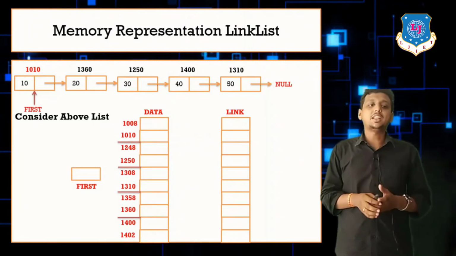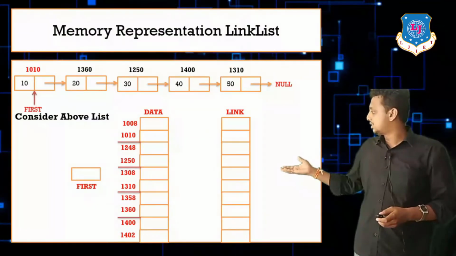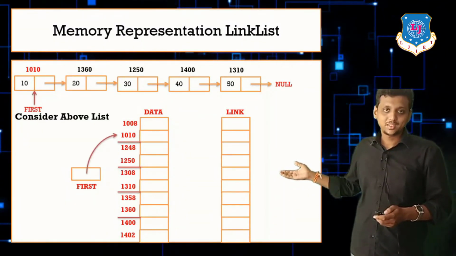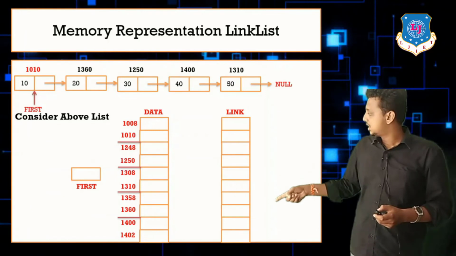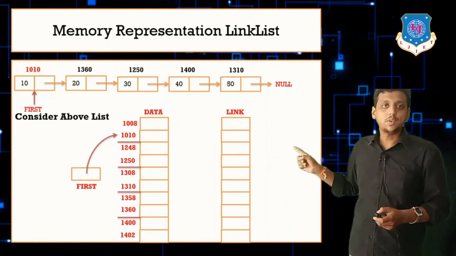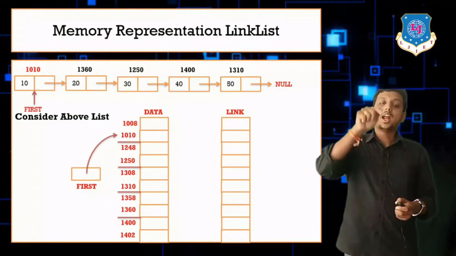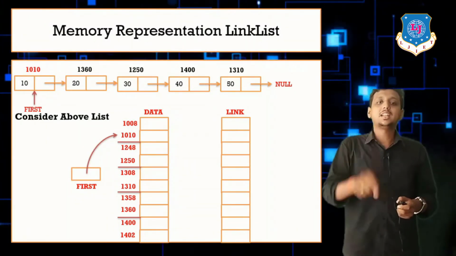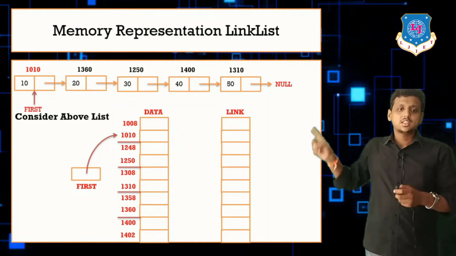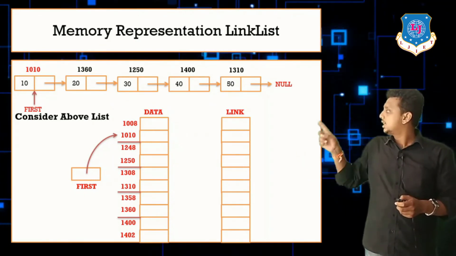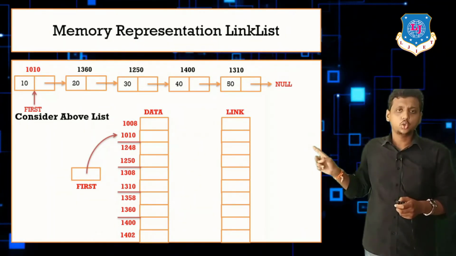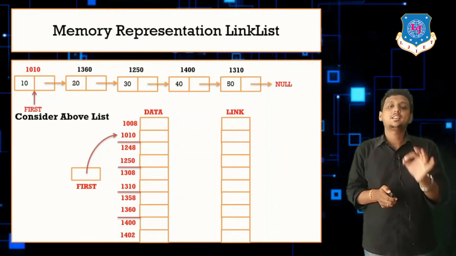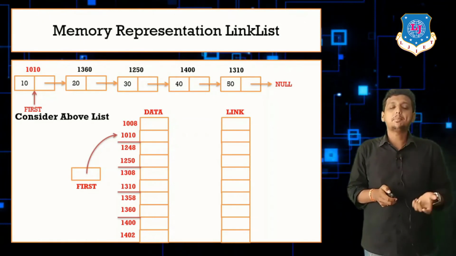That means let me create the first. See, here is the first which is going to point to 1010. Fine. Now, at that location 1010, we should put our data, that is 10. As you can see, students, the first pointer is pointing to the 1010 location, right? So now the data at the 1010 memory address is 10. Okay, now what happens next?